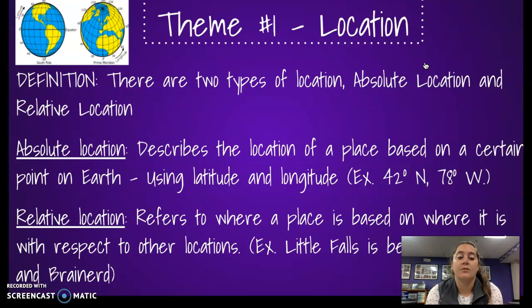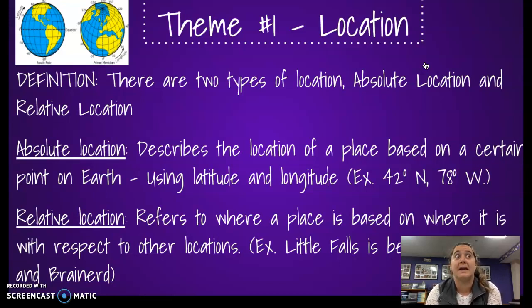When you're looking at relative location, it's more relative. Relative location refers to where a place is based on where it is in respect to other locations. For example, if we were to say Little Falls is the relative location, you would be able to say Little Falls is located between St. Cloud and Brainerd, roughly. Okay, so notice the difference in locations, absolute versus relative.